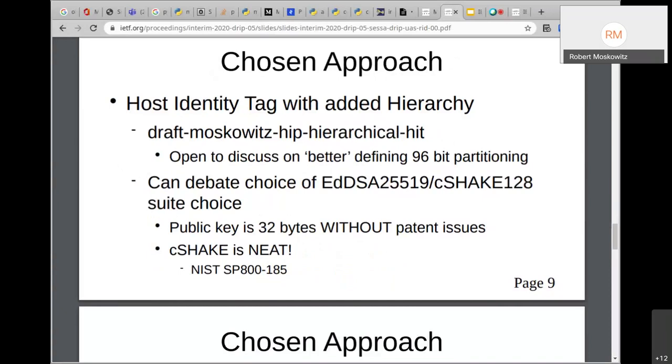So the host identity tag added hierarchy. I should point out that though I list the draft here, I've taken all this text and it's now in an appendix, I think appendix A in the draft. I did not update this particular part of the slide. The chair requested that everything needed be in one draft, rather than having to go to multiple drafts. There's an ownership issue in moving hierarchical HIT forward. So you don't need to look at this draft anymore. Let's look at appendix A in the USS RID draft.